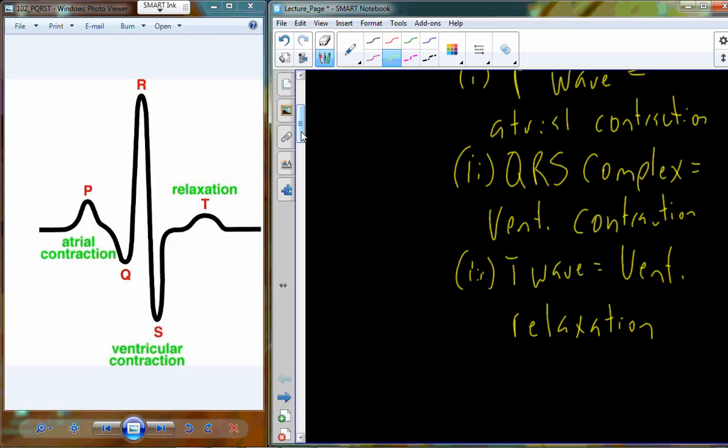Okay. How many of you have ever had an ECG done? I think most of the athletes here now get ECGs done as part of their routine physical at the beginning of the school year.